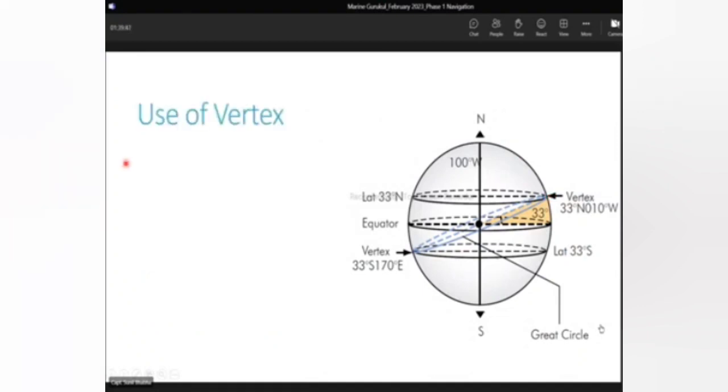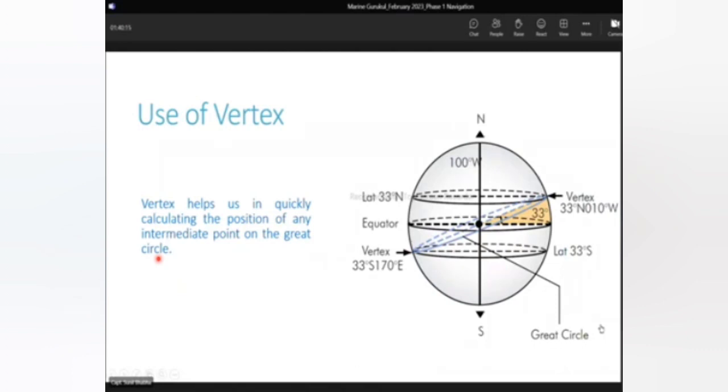So we have understood what the vertex is and what the different properties of the vertex are. Now, what are the use or utility of this vertex? The vertex helps us in quickly calculating the position of any intermediate point on the great circle. Now, using spherical trigonometry, we have done basic great circle problems. We have found out the great circle distance between 2 points. We have also found out the initial and final courses.